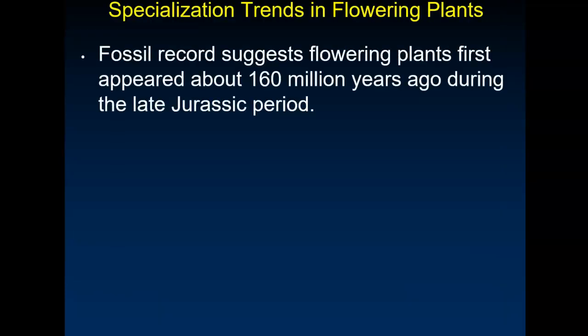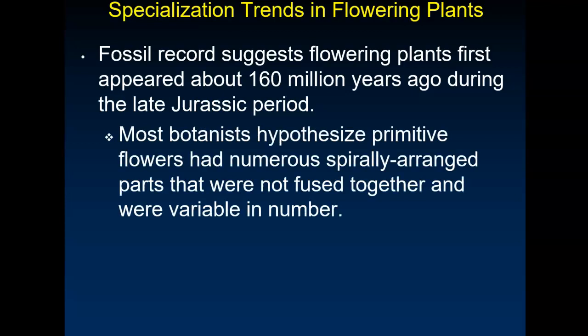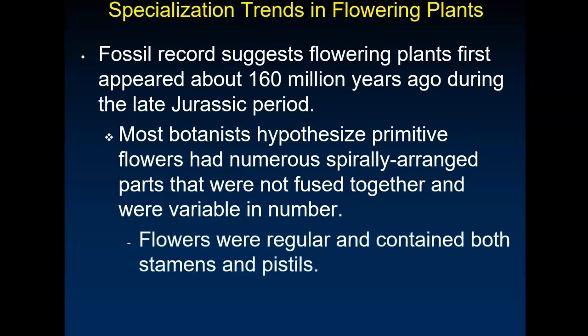So if we look back through fossils, we know that flowering plants occurred about 160 million years ago, right during the late Jurassic period. And primitive flowers were thought to be sort of bowl-shaped, with petals that were kind of spirally arranged. They weren't fused together at all. They didn't have any particular pollinators or anything like that. Those features took a long time to evolve, but they were just very, very simple kinds of flowers.